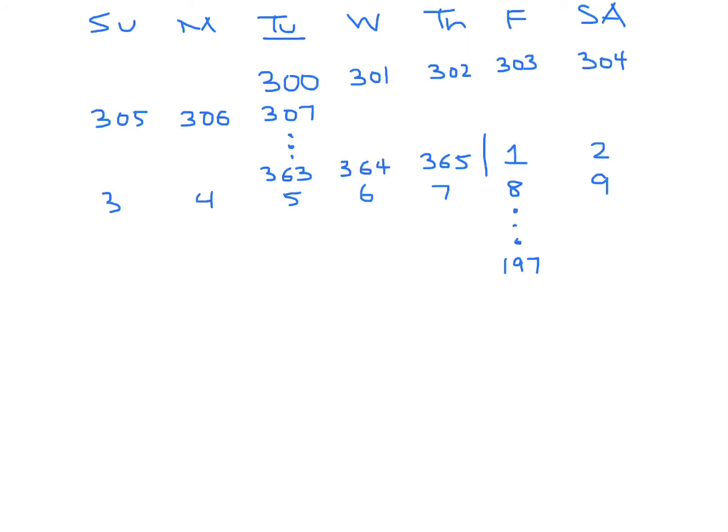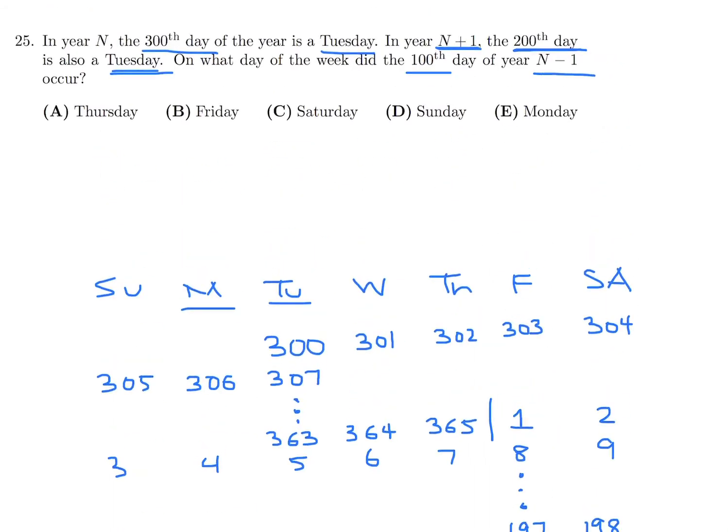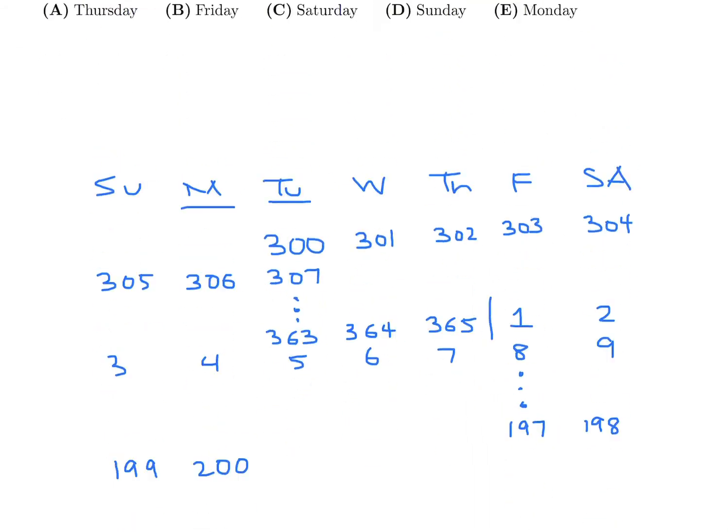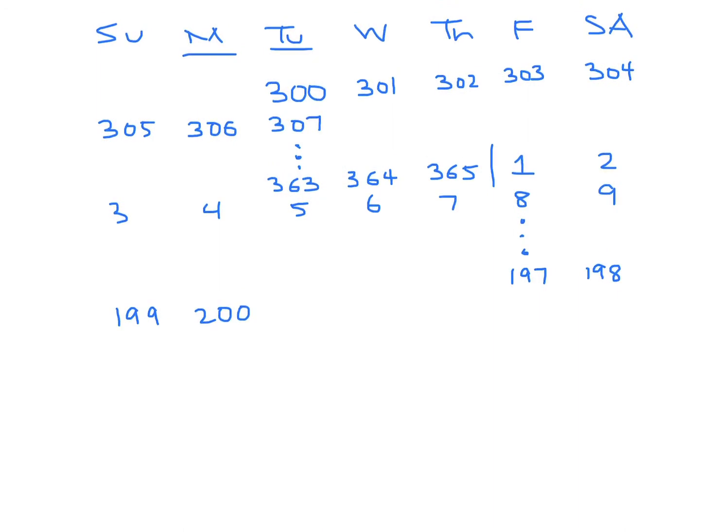197. And therefore, this is 198. And this is 199. And then therefore, this is 200. So the 200th day is a Monday. But the question told you that the 200th day is Tuesday. So what happened here? What did I do wrong? Well, I didn't do anything wrong. I just wrote 365. The only way this can work is if we have one additional day.